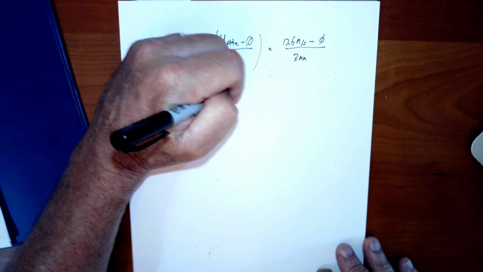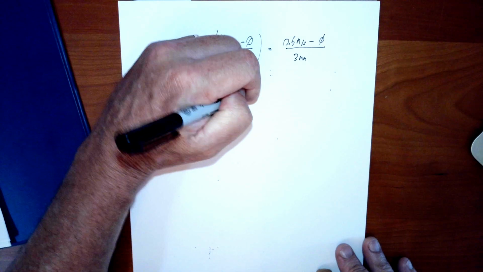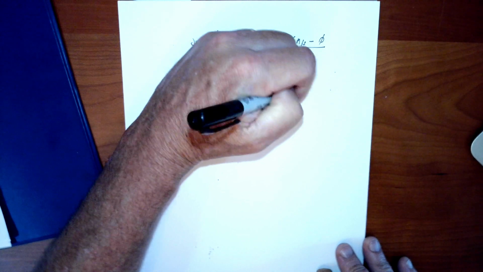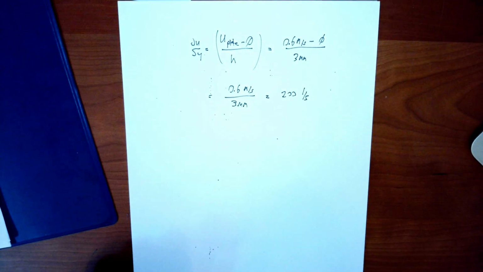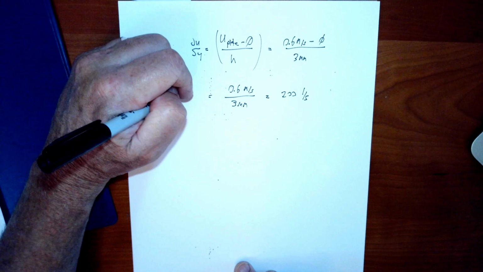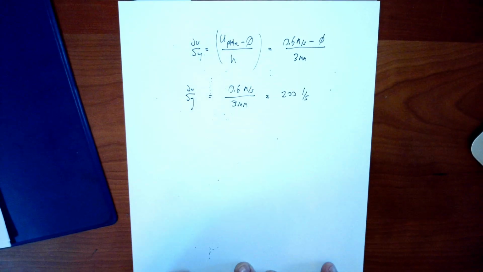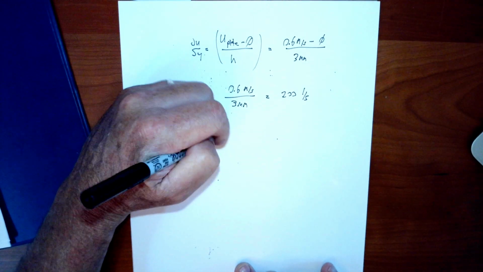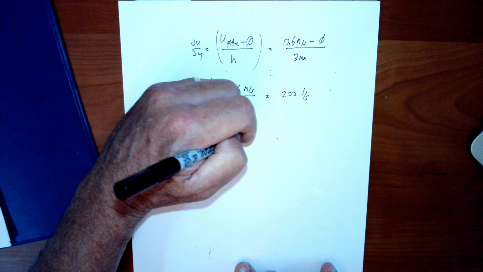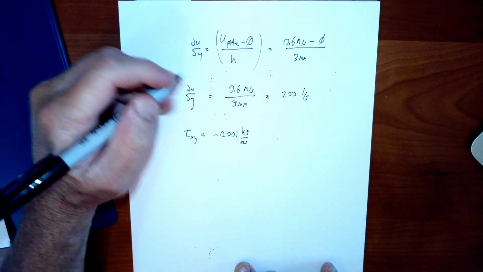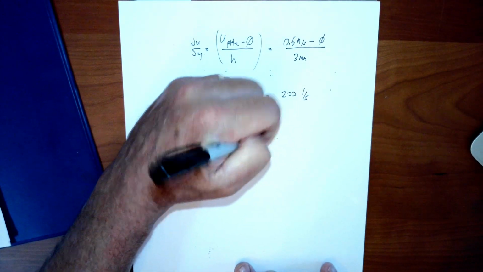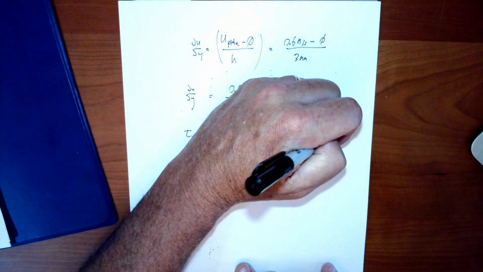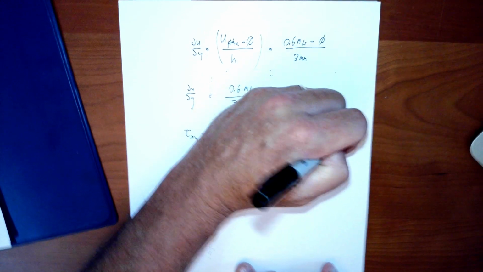So you get 0.6 meters per second divided by 3 millimeters, and that equals 200 1/s. So we have 200 1/s as our du/dy, and that allows us to calculate our tau. So our tau xy, that is the shear stress exerted on the plate by the fluid, is 0.001 kilograms per meter second, that's our viscosity, times our 200 1/s. That gives us negative 0.2 kilograms per meter second squared.